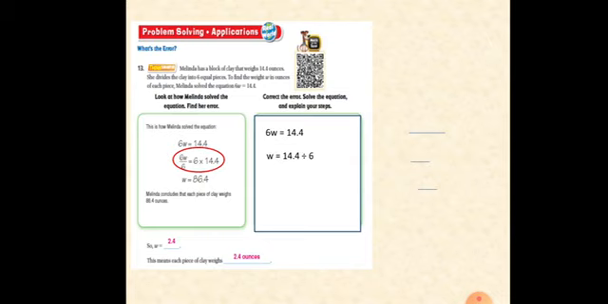So the first step is to write the equation 6W equals 14.4, and then W equals 14.4 divided by 6. If there is enough space for you there, you can show these steps, because without doing the steps we will not know what W is. So you have to write your question like this.